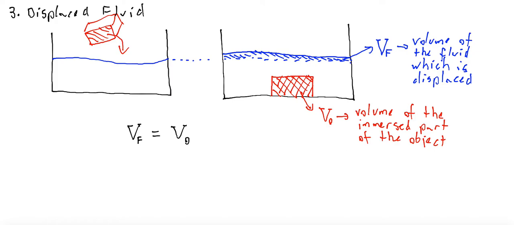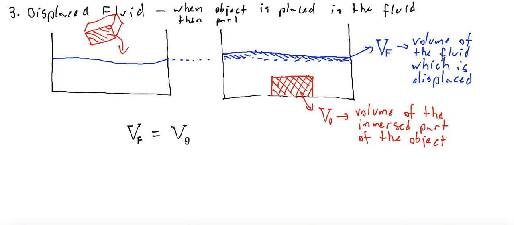Okay? So now please stop the video, write point number 3, displaced fluid. And let's write something like this as at the beginning: when an object is immersed in the fluid, it displaces a fluid. When an object is placed in the fluid, then part of the fluid is displaced. And please copy this picture with the same symbols, with the same description.